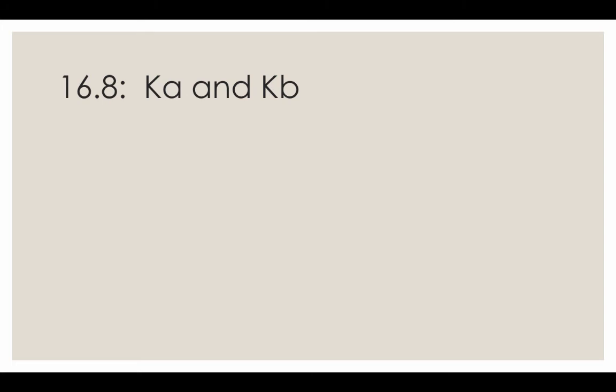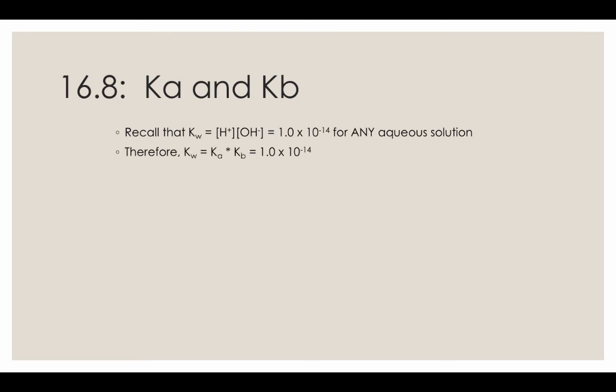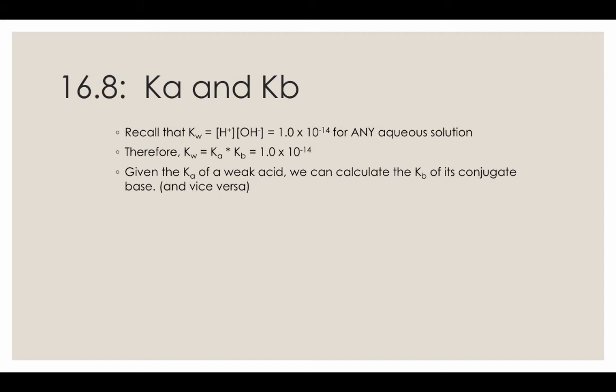It's also important to understand how to get back and forth between Ka and Kb. Recall that the Kw for any aqueous solution at 25 degrees Celsius will always equal the same value. Therefore, we know that the Kw is equal to the Ka times the Kb for any aqueous solution. Given this relationship, if we have the Ka of a weak acid, we can calculate the corresponding Kb of its conjugate base, and vice versa.